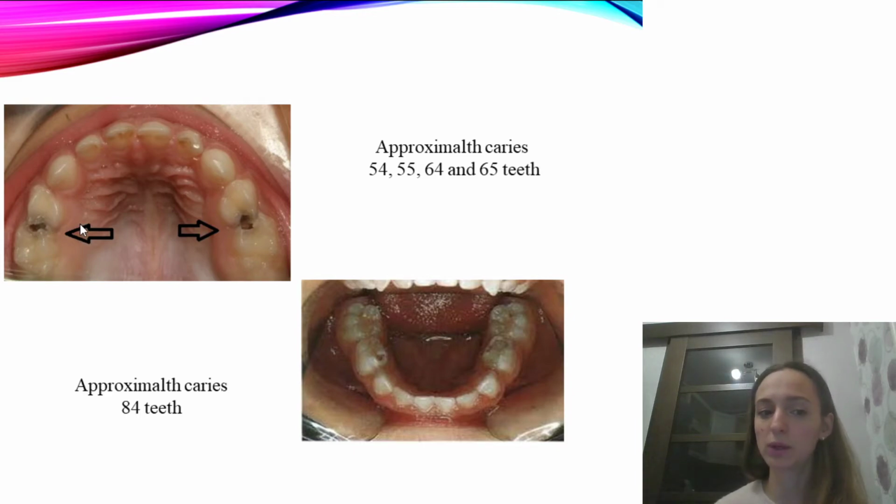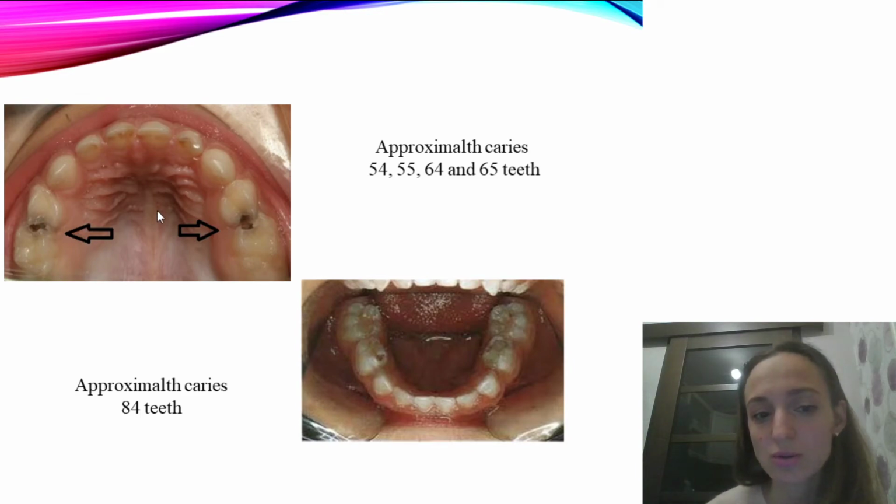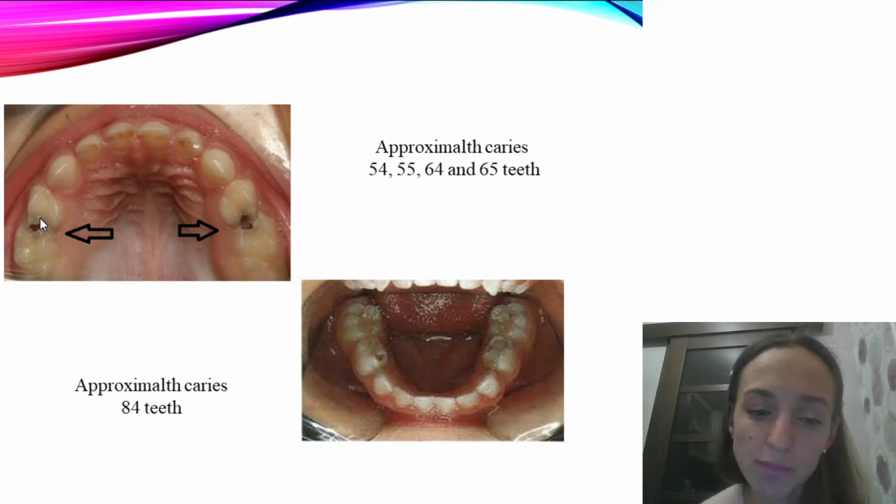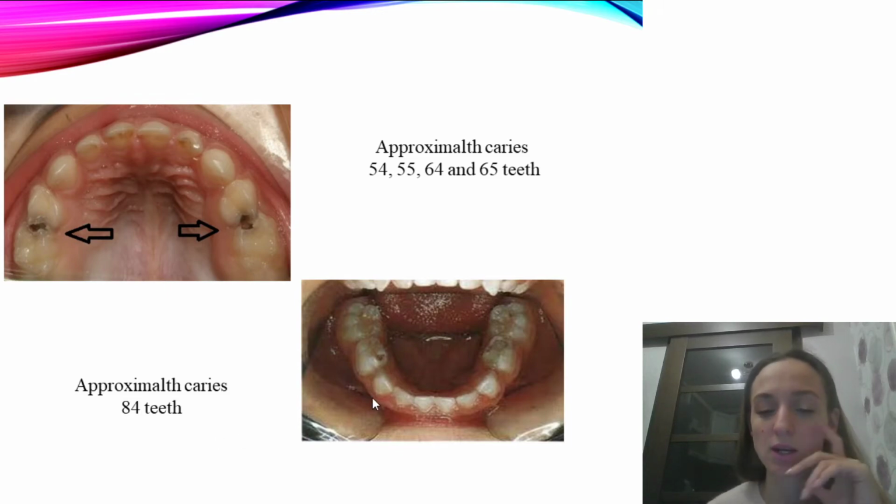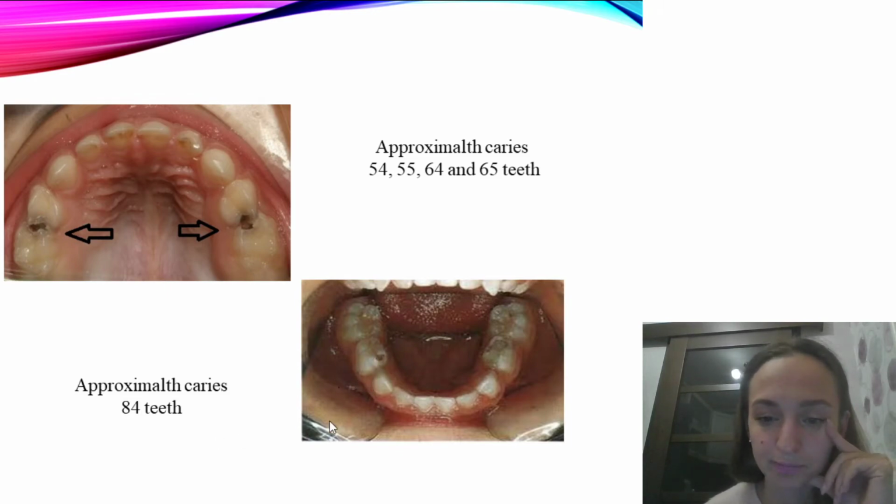So if we want to know about caries intensity of surfaces, we should count all these surfaces. Here we will have result 4. And a proximal caries on tooth 84.